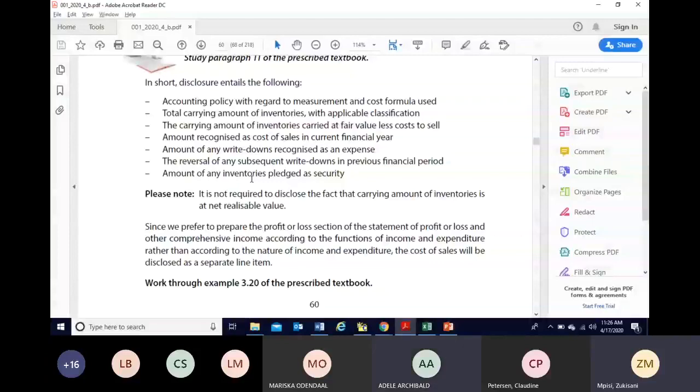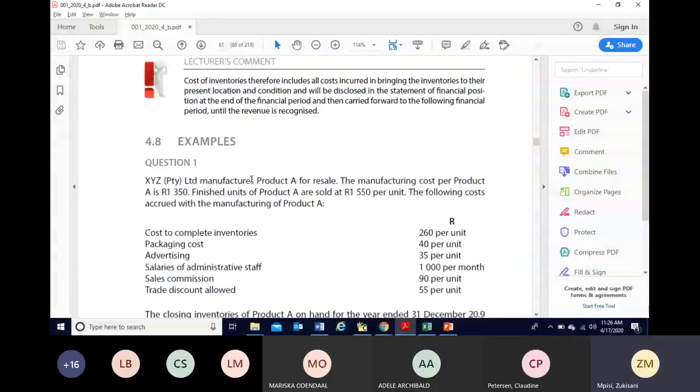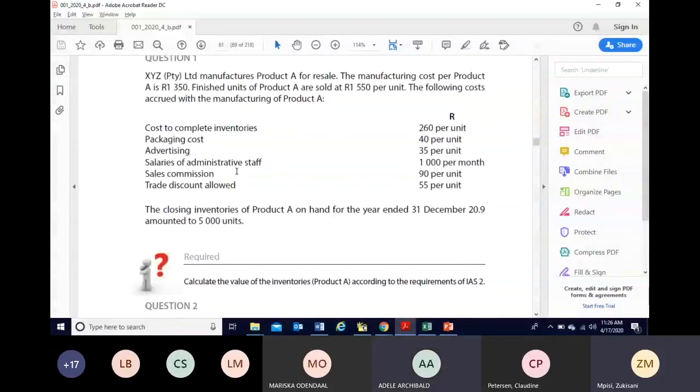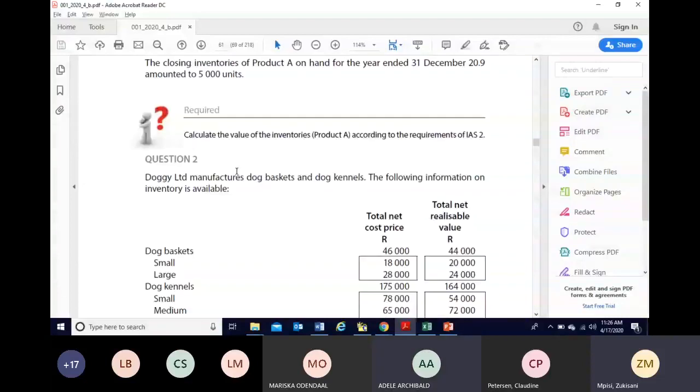So example one, it's something that I believe you guys can be able to do, which is question one. It's just about calculating the net realizable value. And then immediately after calculating the net realizable value, you'll be able to compare it with cost. And then you'll be able to calculate your closing inventories by either lower of net realizable value or cost.